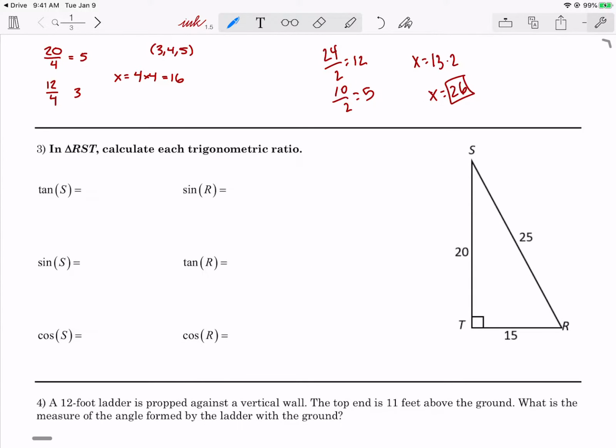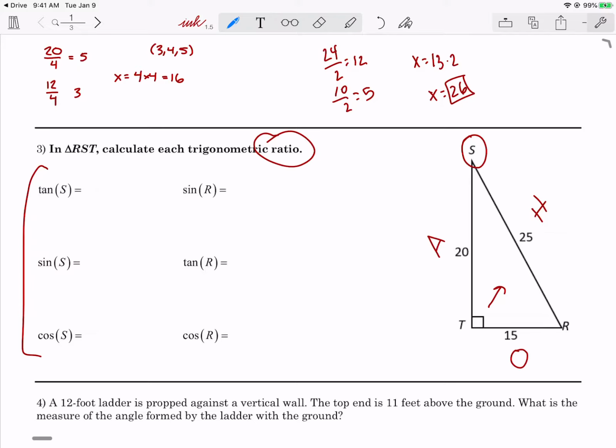In our triangle, all you're doing is setting up ratios. Remember, ratios are just fractions, one number over another. I'm going to do these first 3: sine, cosine, and tangent of S. Remember, my rule is always circle the angle, I'm circling S, and label your sides. Across from the 90, that's always your hypotenuse. Opposite your angle is your opposite. And next to the angle, that'll be your adjacent.